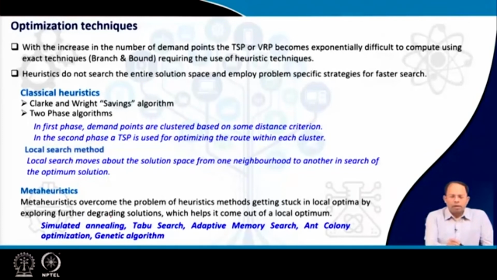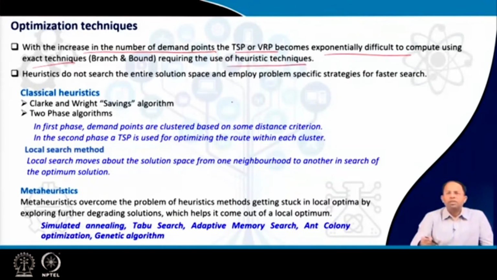As you understand, with an increase in the number of demand points, like community bin collection points, the TSP or VRP becomes exponentially difficult to compute using exact techniques. In the first slide, we did exact calculations for each of the options available in front of us, and we could easily say that this is the smallest route. But when the options become very, very large, exact techniques fail.